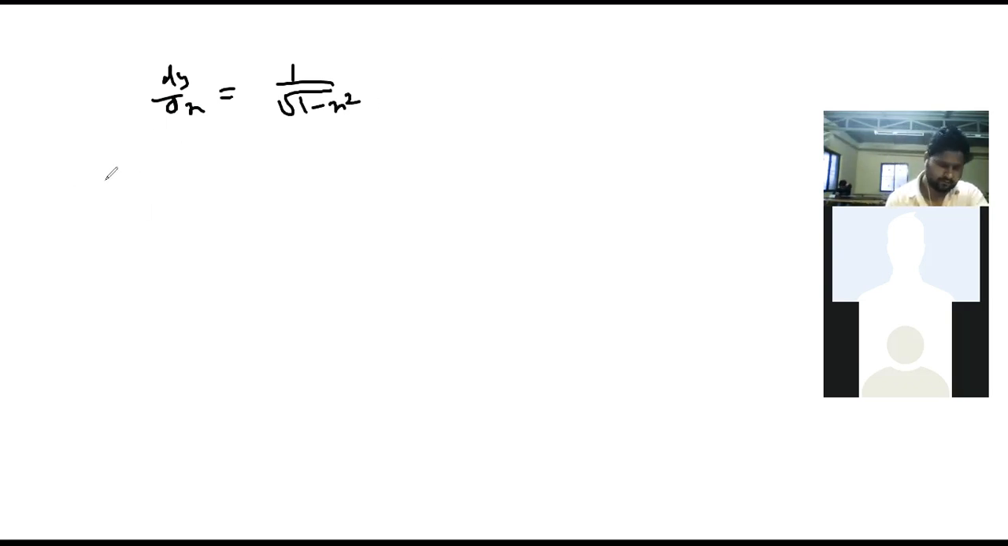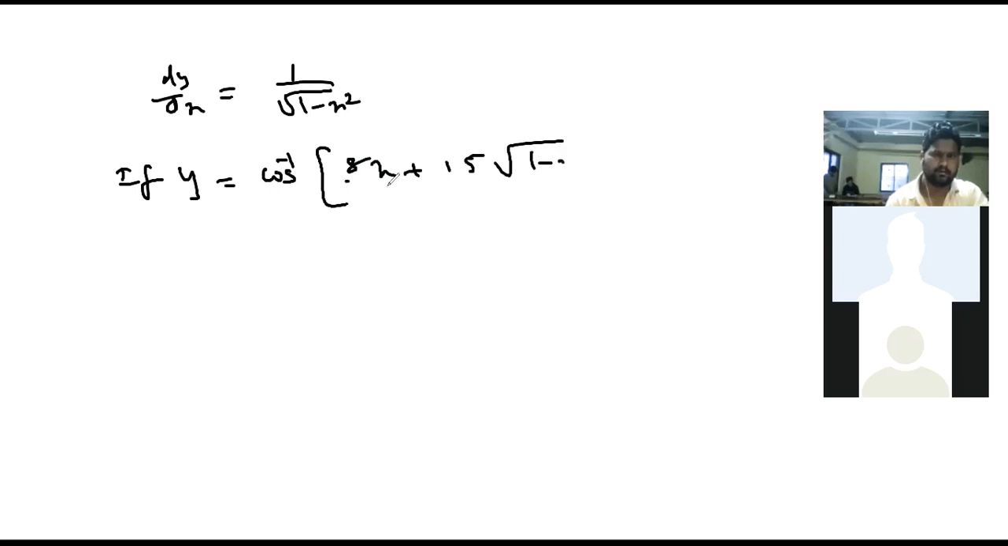Okay, I will give one more example for homework. If y is equal to cos inverse of (8x plus 15 root of 1 minus x square) by 17, find dy by dx.